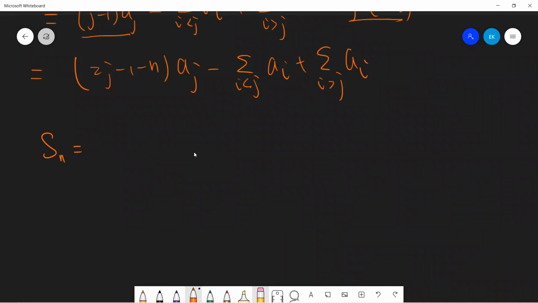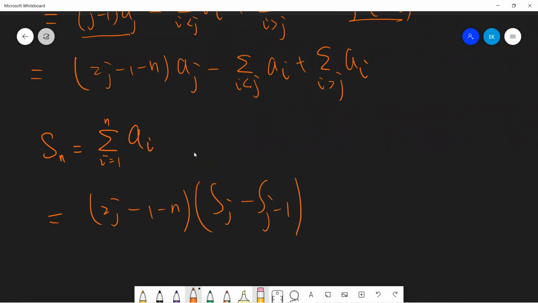So let's define Sn to be the summation of ai from i equals 1 to n. The first term is written as (2j minus 1 minus n) times (Sj minus Sj minus 1), which is just aj. Minus, so what is this? This is a1, a2 up to aj minus 1, so this is just Sj minus 1. And for this one, this is just plus the sum starting from j plus 1 up to the final result, so it's just Sn, the total sum, minus Sj.